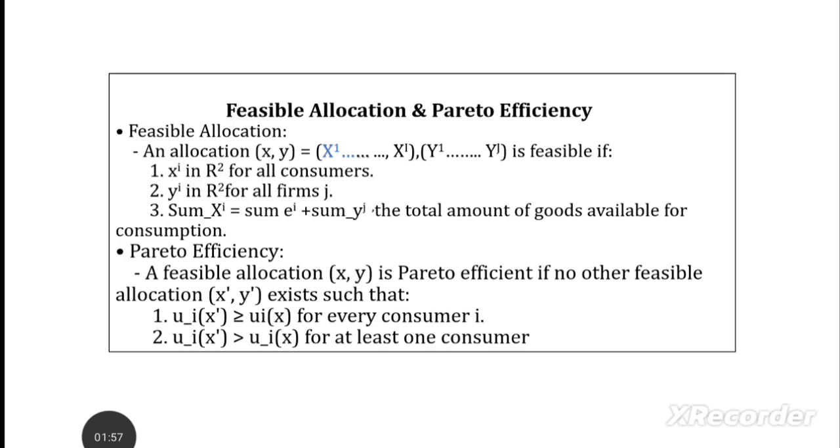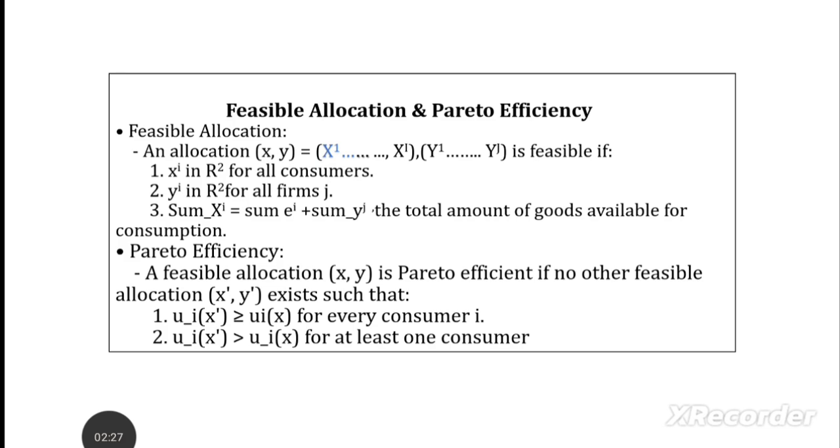Summation Xi equals summation Ei plus summation Yj is the total amount of goods available for consumption, where Ei is the initial endowment of consumer i. This condition ensures that total consumption equals initial endowment plus total production, and no allocation outside this condition is possible.